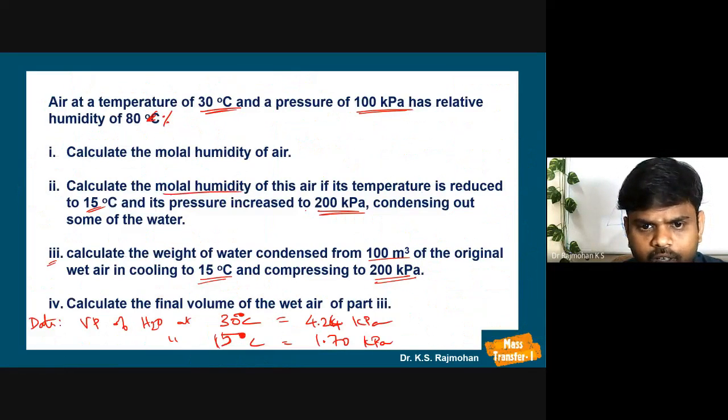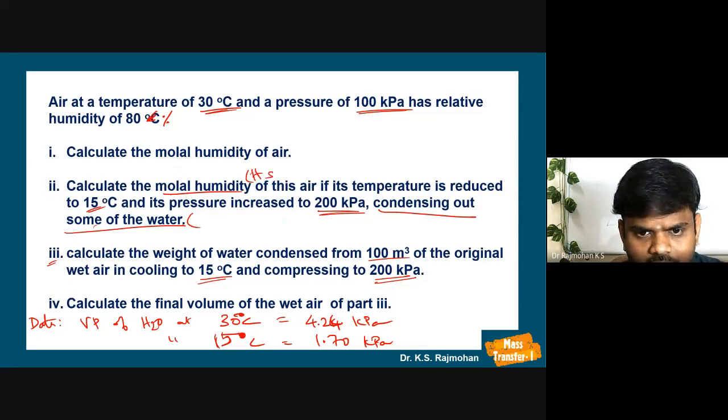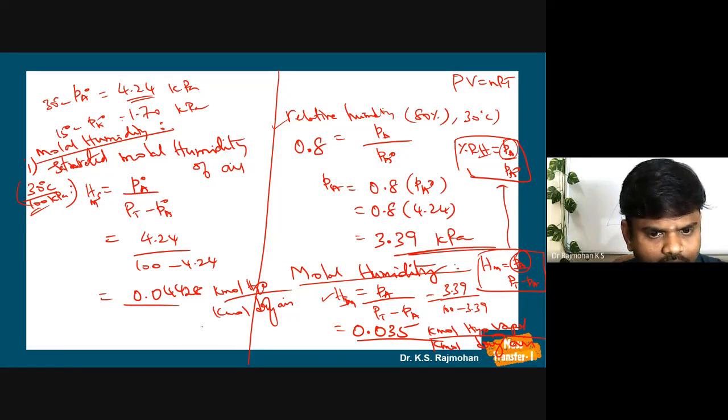If you look at the question carefully, they have asked to calculate the molar humidity only, but they are saying some of the water is condensing out. That means whatever the molar humidity is, it is your saturation humidity. So that is sufficient for us. In the first case we calculated molar humidity, but it was not saturated. So first we calculated the saturated one and then proceeded.